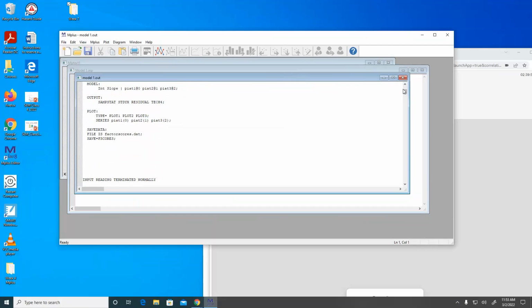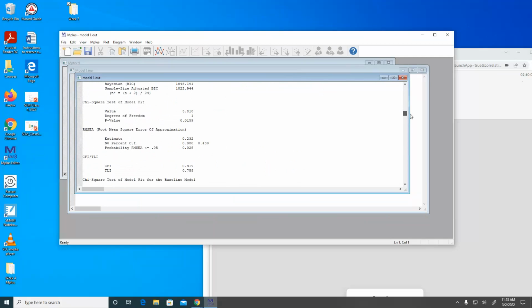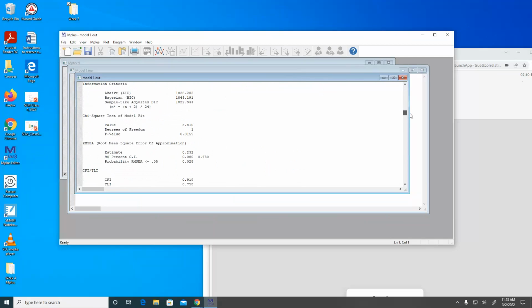Okay. So if you look at your output, and I can bring it up on here, let's talk about what we've got and make sure we can interpret it. Oh, by the way, look at how crappy my RMSEA is.